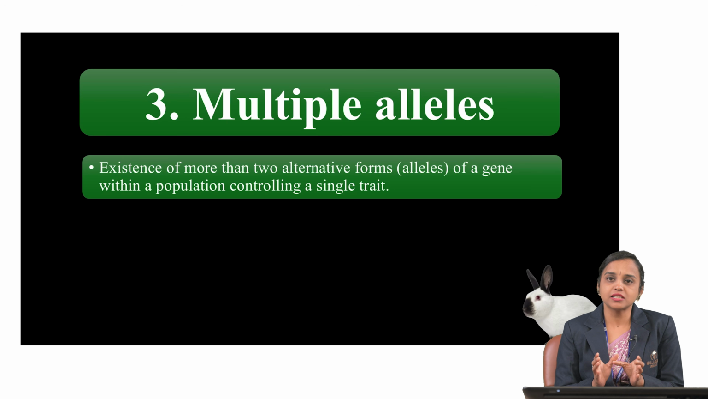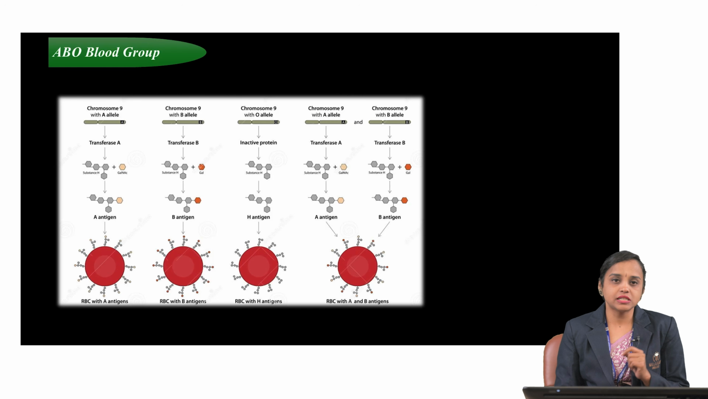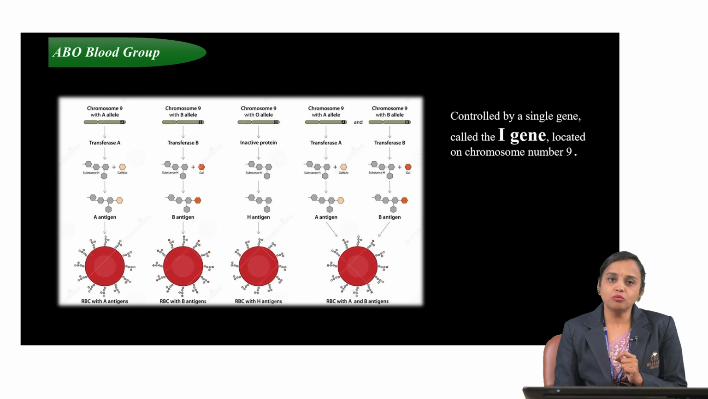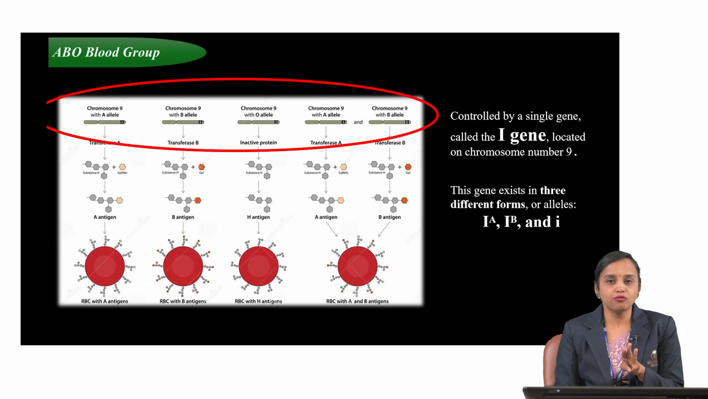A perfect example of multiple alleles is the ABO blood group in humans and also coat color in rabbits. The first example, the ABO blood group, is controlled by a single gene I, which is present on chromosome number 9. This gene exists in three different forms, that is IA, IB and i.